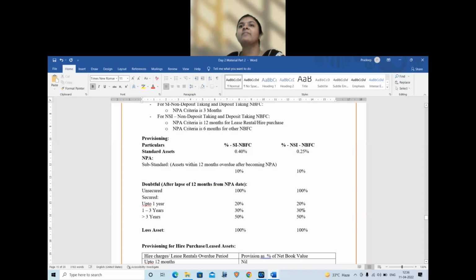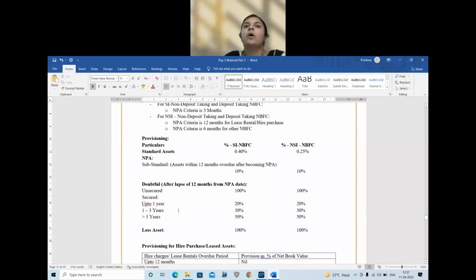And here we have the classification of unsecured doubtful assets and secured doubtful assets. For unsecured assets, 100% provision. For secured assets, you again have time slab up to 1 year, which means after this 12 months, again I will wait for 1 year. Provision is 20%. After 12 months, 1 to 3 years, provision is 30%. And greater than 3 years, 50%. Okay. Greater than 3 years, 50%.